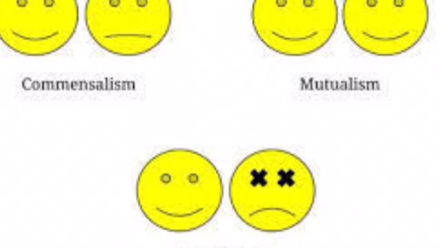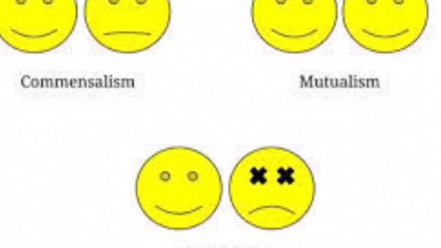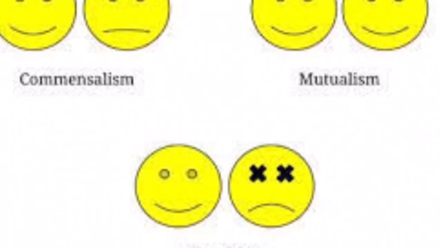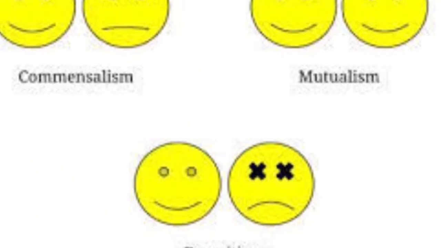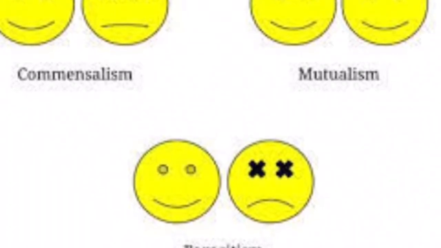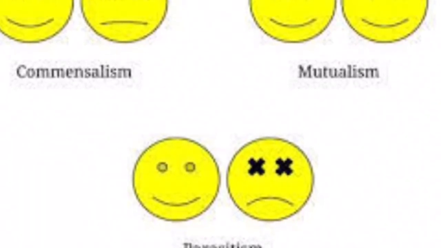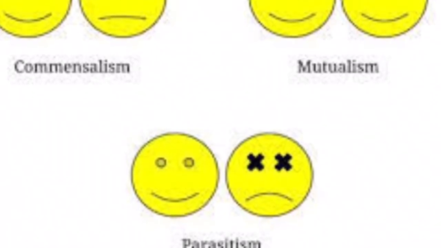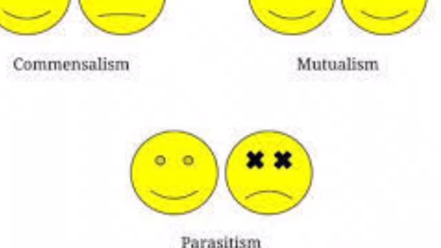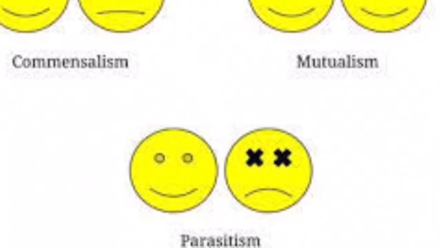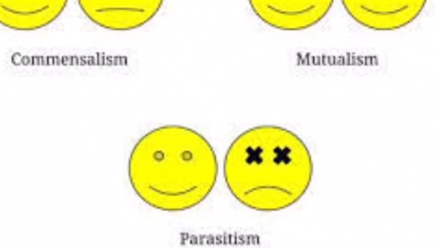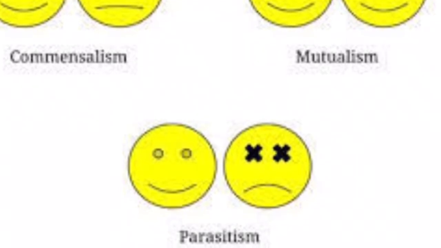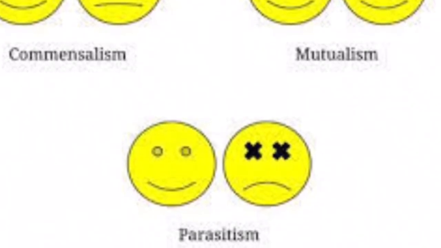Biologists recognize 3 main classes of symbiotic relationships in nature. Mutualism, a relationship between species in which both benefit. Parasitism, a relationship in which one organism lives inside or on another organism and harms it. Commensalism, a relationship in which one organism benefits and the other is neither helped nor harmed.